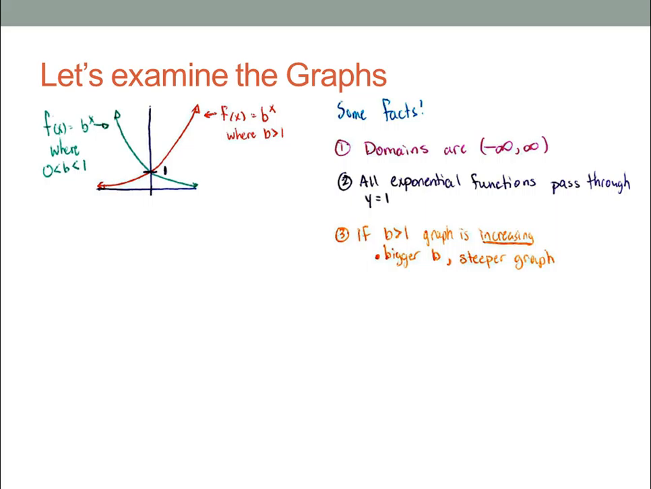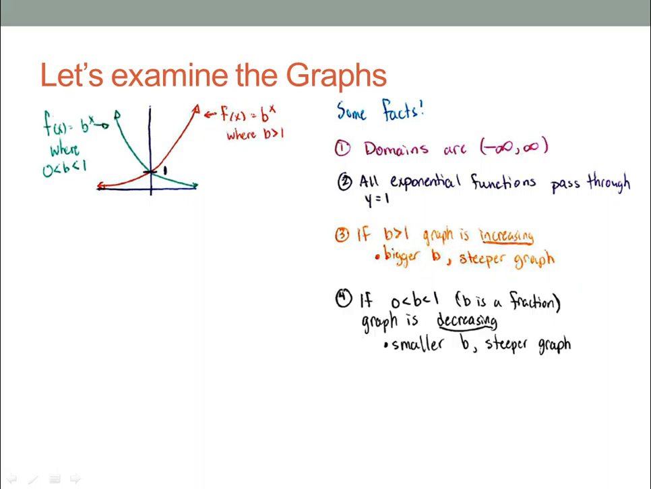So if b is greater than 1, the graph is increasing. The bigger the b, the steeper the graph. So if the base here was 9, of course this would be growing very steeply. And if the base here was like 1.00001, it would grow very slowly. If b is a fraction, the graph is decreasing, and the smaller the b, the steeper the graph.